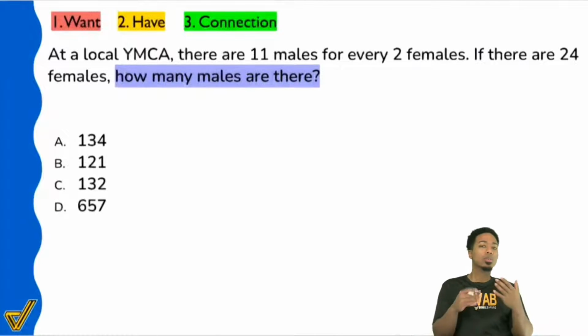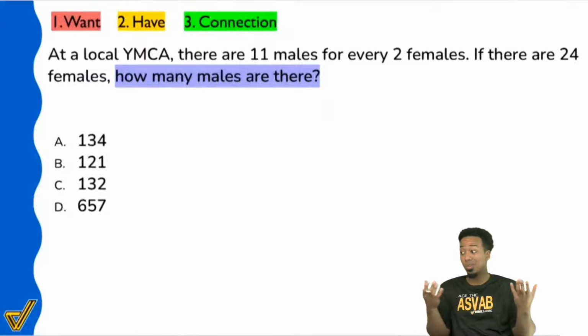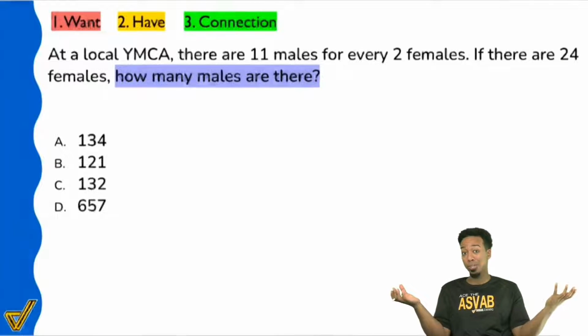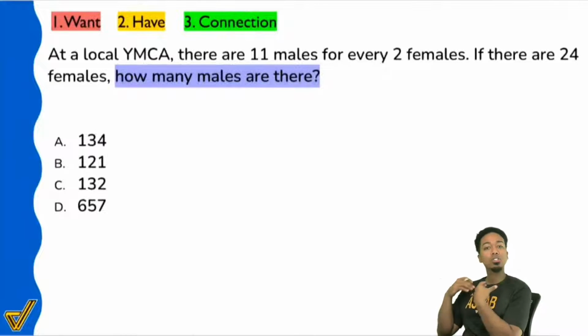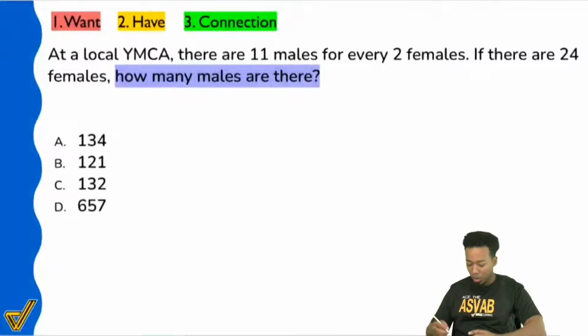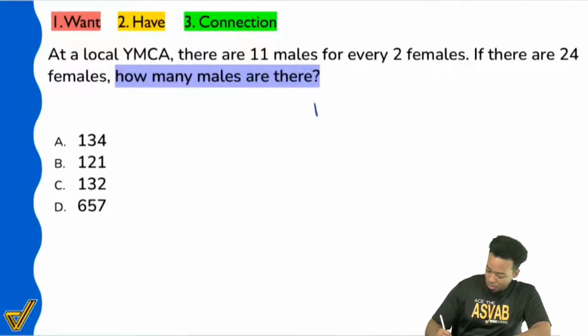Again, we always want to start with the question sentence, the question statement, because we don't want to get distracted by any information that we really may or may not know if it's useful yet. So let's go straight to the question sentence to know what it is that we want. So we want the number of males. However, though, so again, we want to know the number of males.